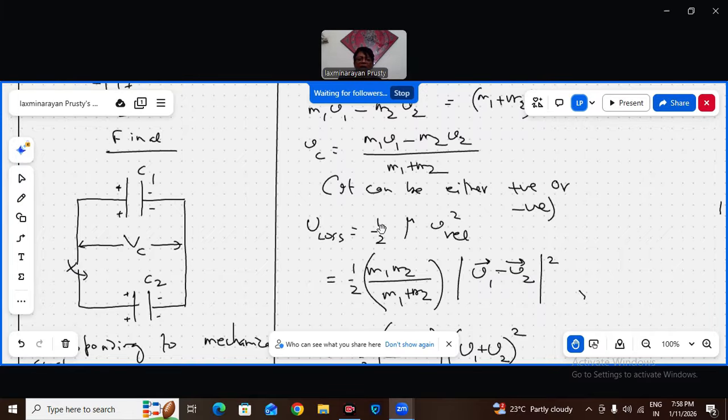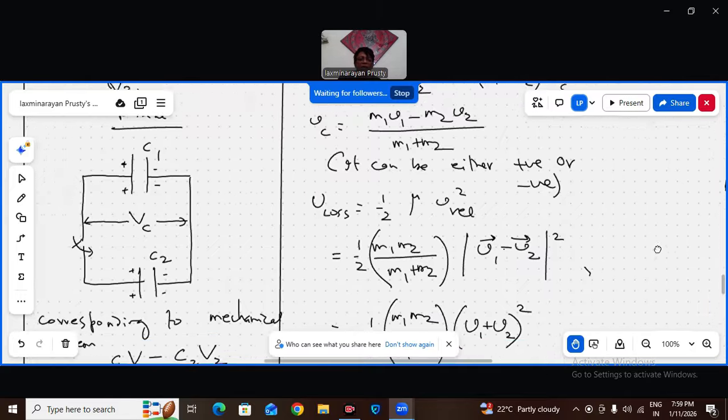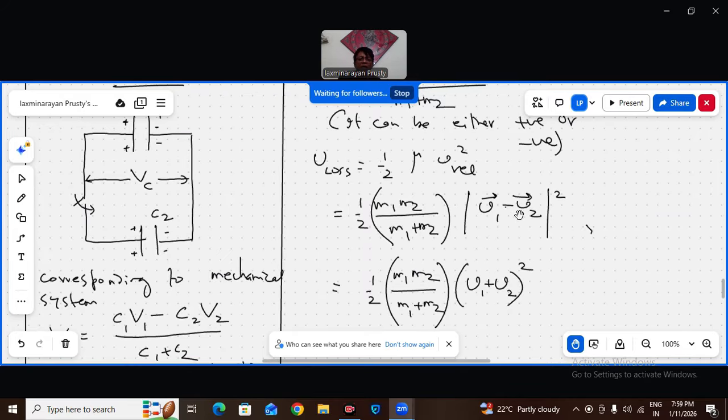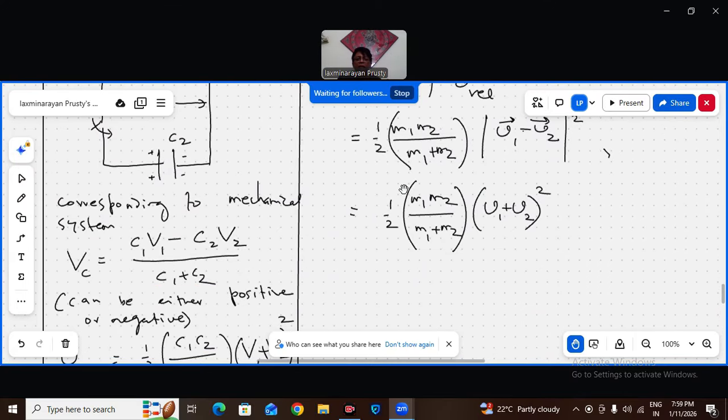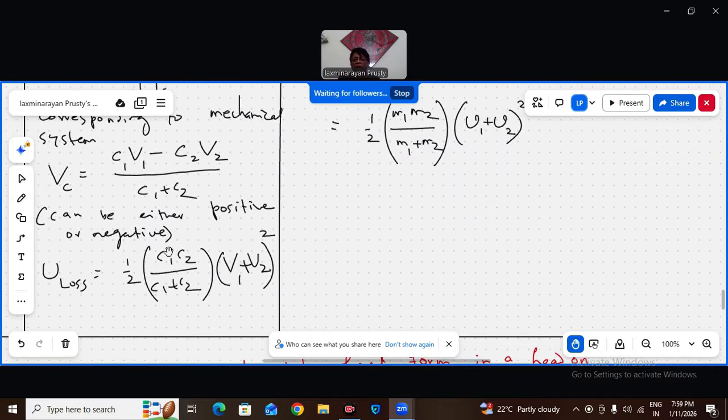Again, same as the mechanical system: half reduced mass into V relative square, half M1 M2 by M1 plus M2 into relative velocity, which will be the vector difference V1 minus V2, squared. But since they are in opposite directions, the magnitudes add up: V1 plus V2 squared. This is the loss. A similar loss here corresponds to half C1 C2 by C1 plus C2, where V1 is capital V1 and V2 is capital V2. Understood this?